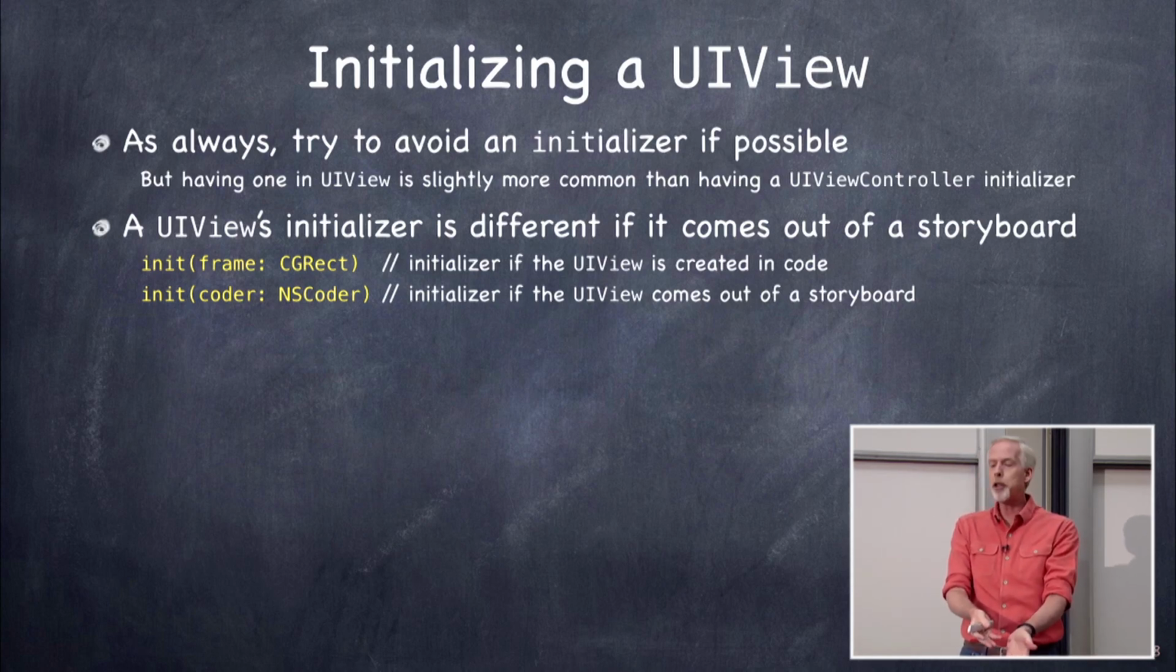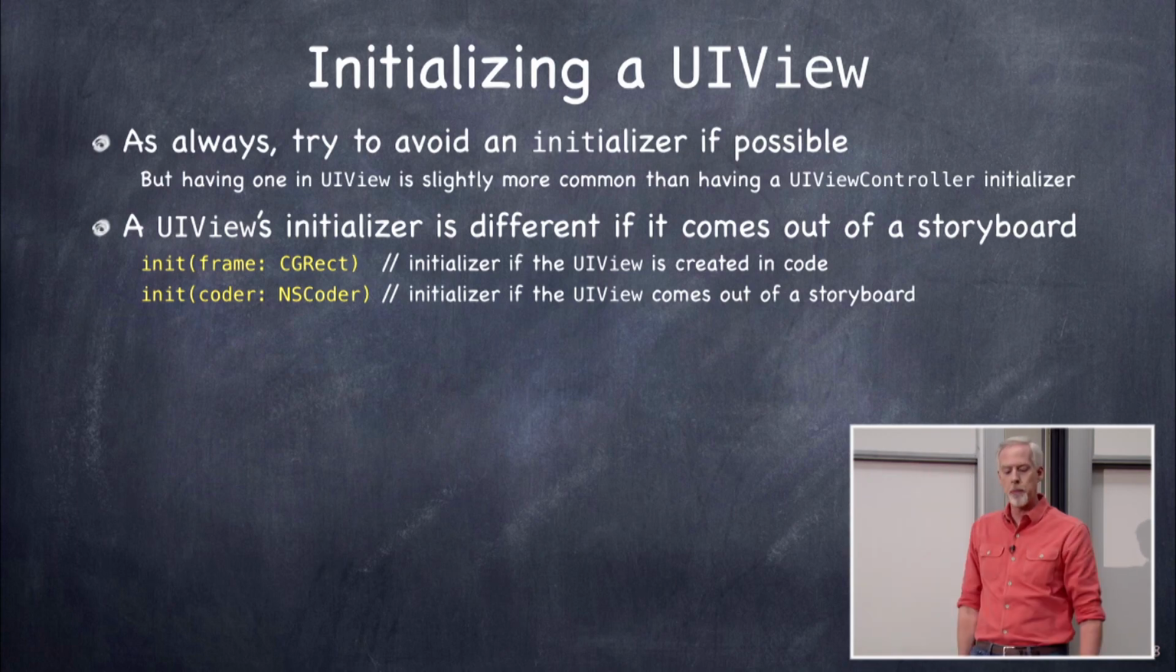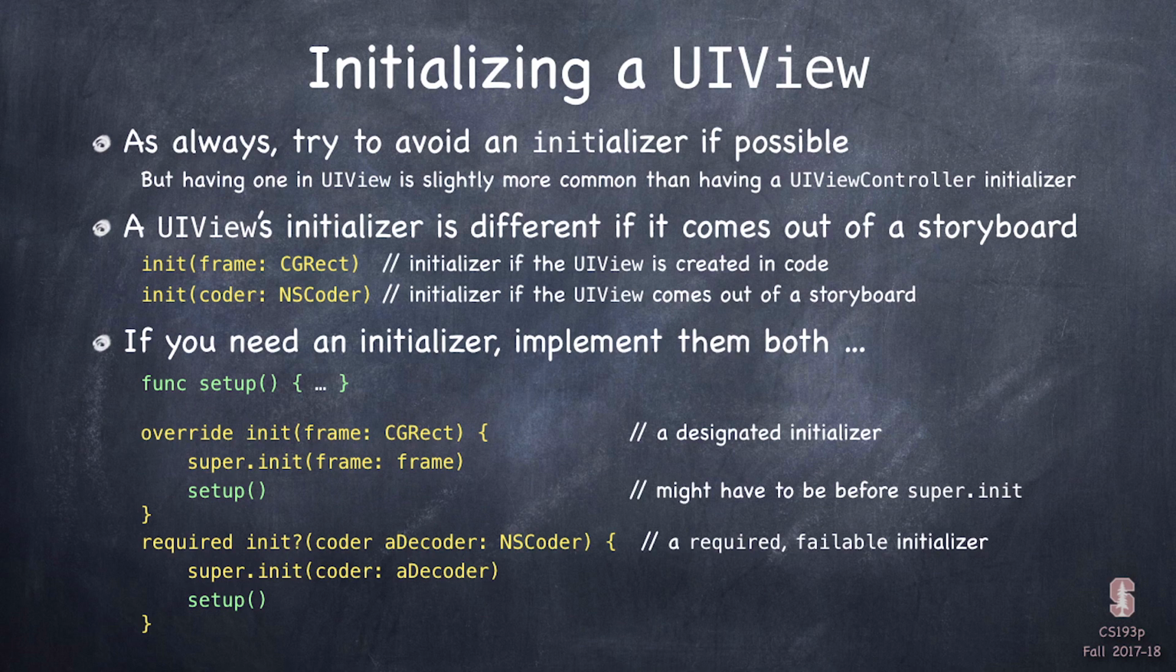The coder, NSCoder, is a protocol that handles this mechanism of freeze-drying what's in Interface Builder and then resurrecting it when your app runs. So you have to implement both of these. The reason is that init with frame is a designated initializer, so if you ever create a view from code, that's the one that has to run. And init with coder is a required initializer because it's part of a protocol that UIView implements, this NSCoder protocol. You remember, if you implement a protocol and it has an init in it, it's required. So you have to implement them both.